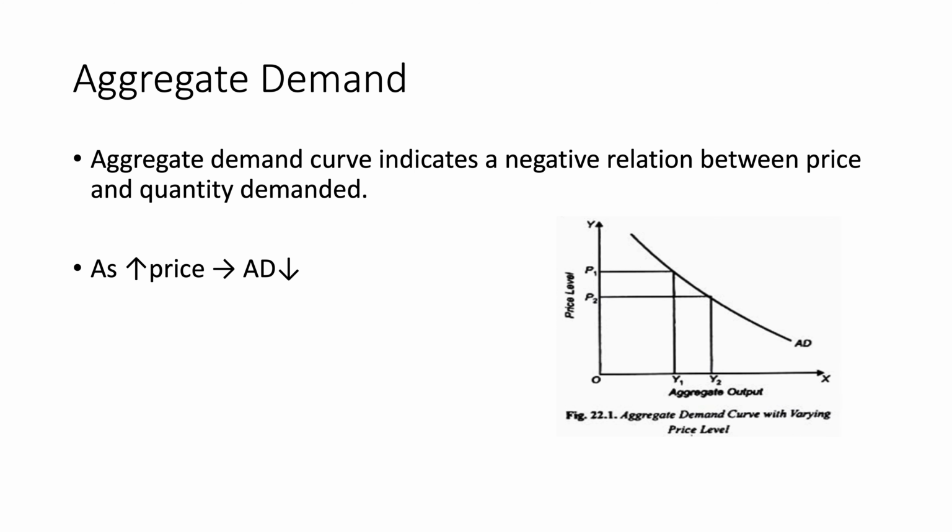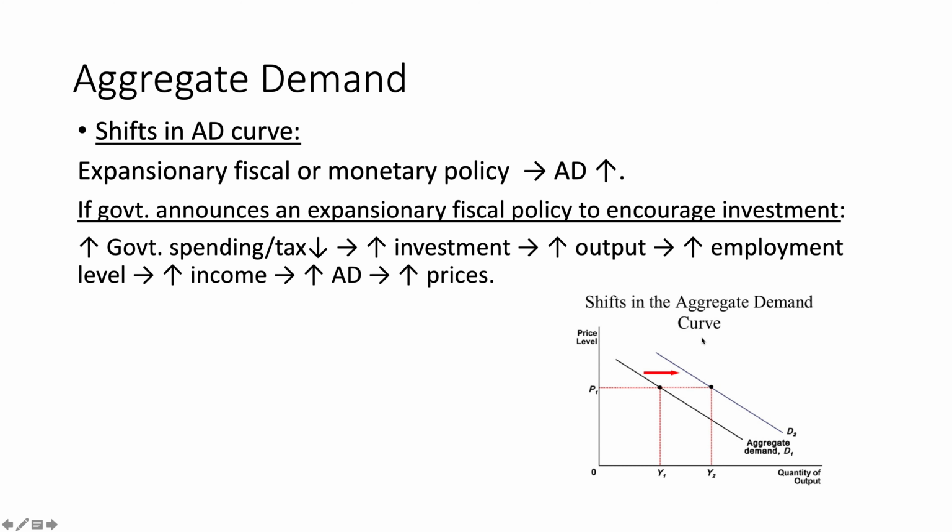So when we plot the aggregate demand curve, taking prices on the vertical axis and quantity on the horizontal axis, it gives us a downward sloping, or negatively sloped, aggregate demand curve, which is shown over here. Then, the shift in the aggregate demand curve.